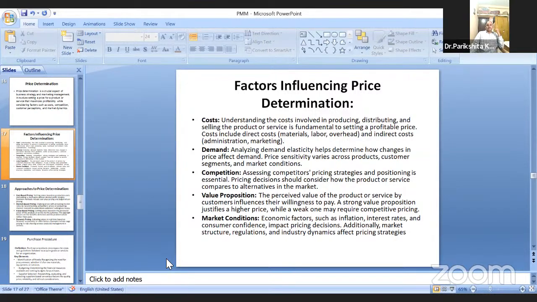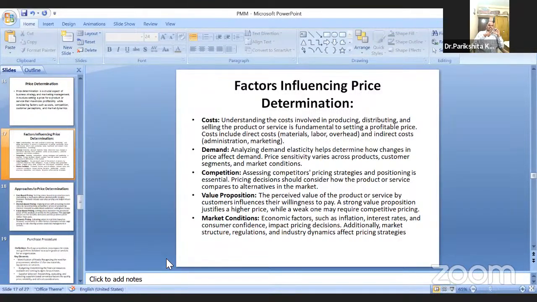Also, value propositions influence the price determination. If the price is the same, and one gives you 5 rupees worth and another gives you 10 rupees worth, then 10 rupees is better, so we will go for that. Then we are justifying. Yes or no?